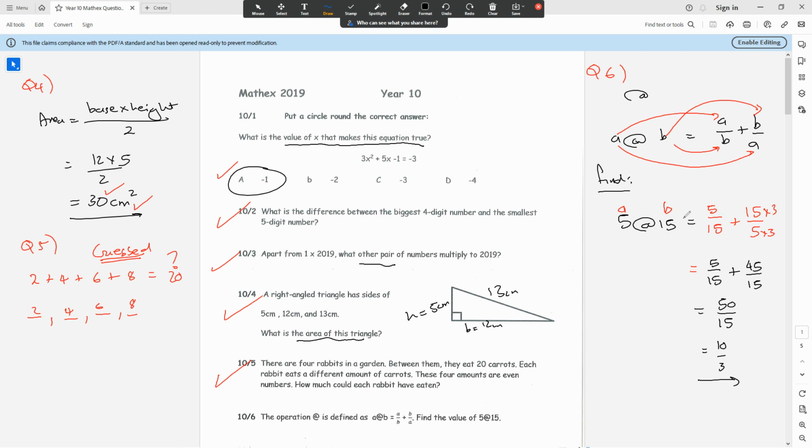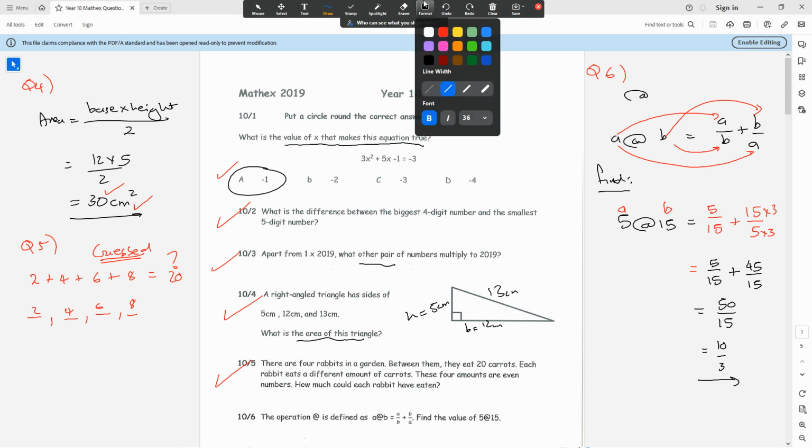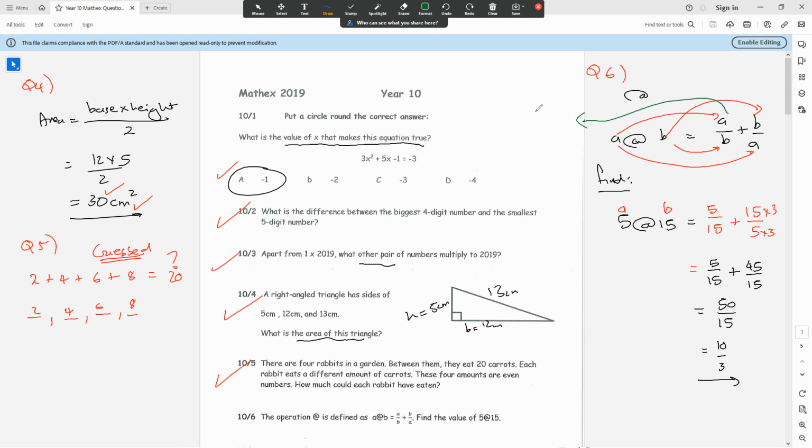Does it look right? Maybe. Another way to simplify this, we can double check it. This can multiply by B. This can multiply by A. And this can multiply by B as well. So we can end up with A squared plus B squared over AB. And if that's the case, and if A is 5 and B is 15, then this would be 5 squared plus 15 squared over 5 times 15.